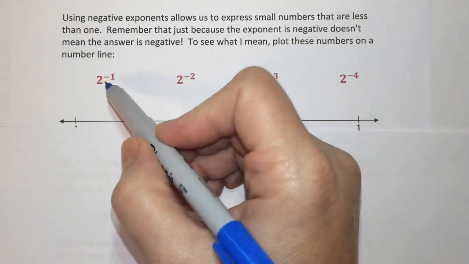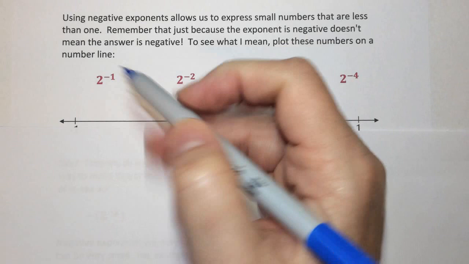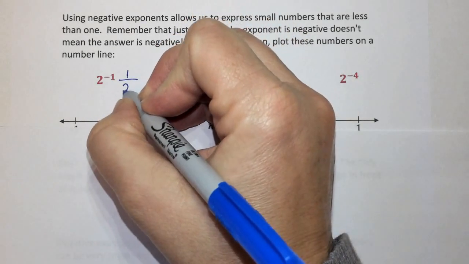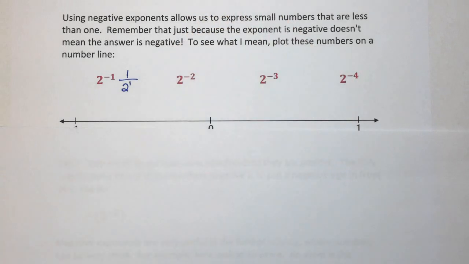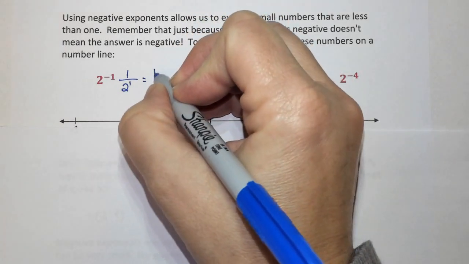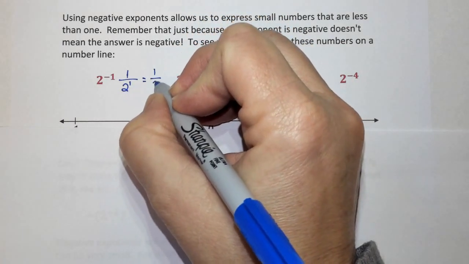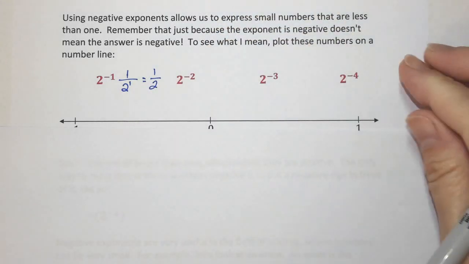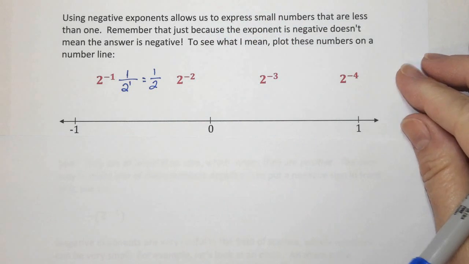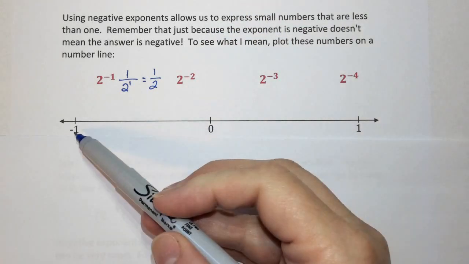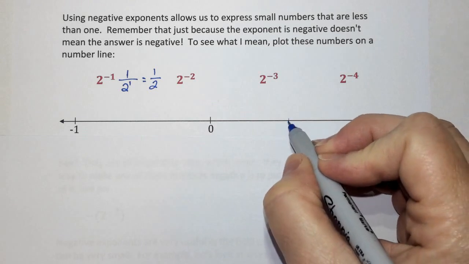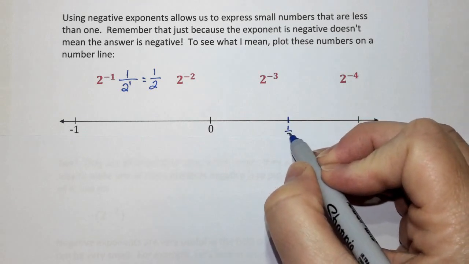All right, if there's a negative exponent, we put it in the denominator and lose the negative sign. And I can rewrite that as 1 over 2 to the power of 1, which would be 2. Good. So our first one is 1/2. Now how can I plot that on a number line? I see 0, I see negative 1 and positive 1. So a half would be halfway between 0 and 1. There it is. And there's my first one.